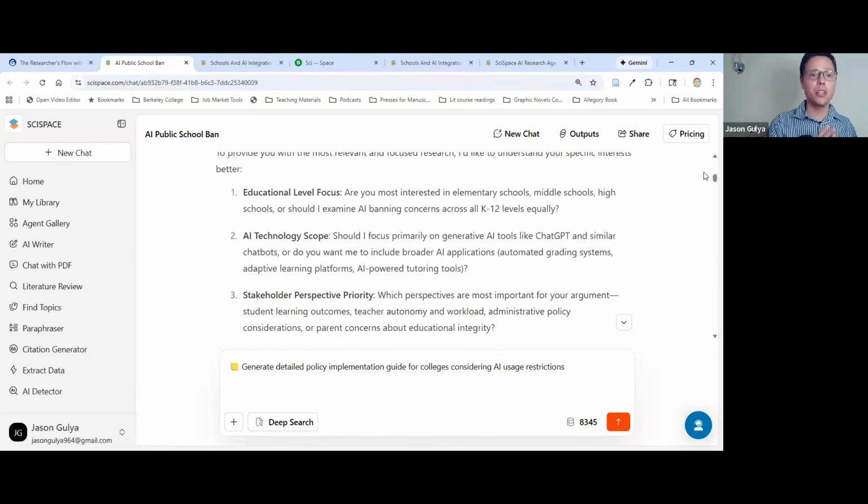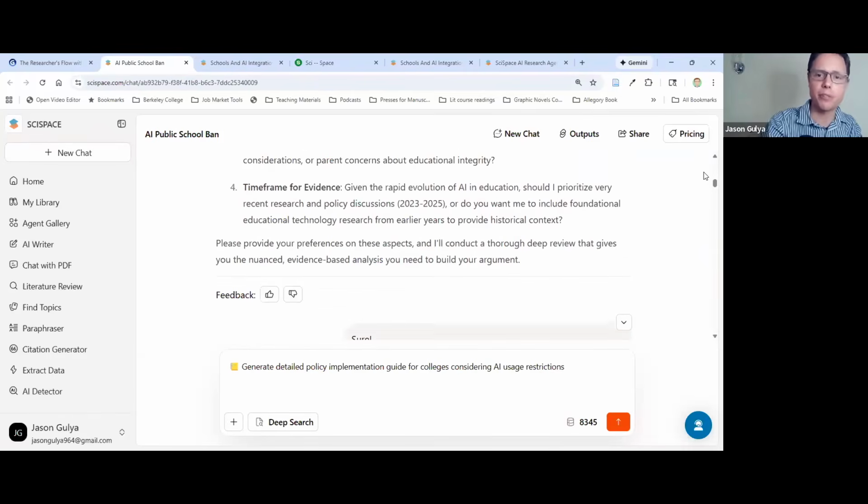For the first one, it was mostly who, what, why, right? Very generic clarifying questions. Here, educational level focus, AI technology scope, right? Do you want me to talk about generative AI or AI more broadly, machine learning? How broad do you want it to be? Stakeholder perspective priority, right? That's when I looked at these clarifying questions and thought, I'm on to something here. This is a very specific clarifying question, and there also is just more to them. And time frame for evidence.